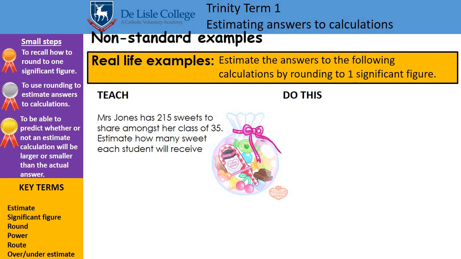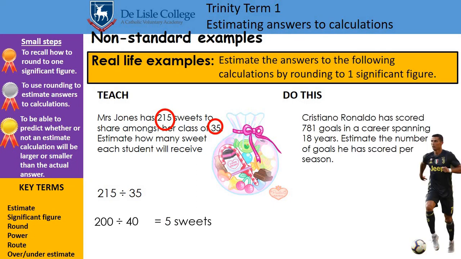So Mrs. Jones has 215 sweets to share amongst a class of 35. Estimate how many sweets each student will receive. This is a sharing question, so it's division. So that's what we're doing, but instead we're going to do 200 divided by 40, because we're rounding both our values to one significant figure, and we get 5 sweets per child. Please now have a go at this question. Pause the video as you do this.